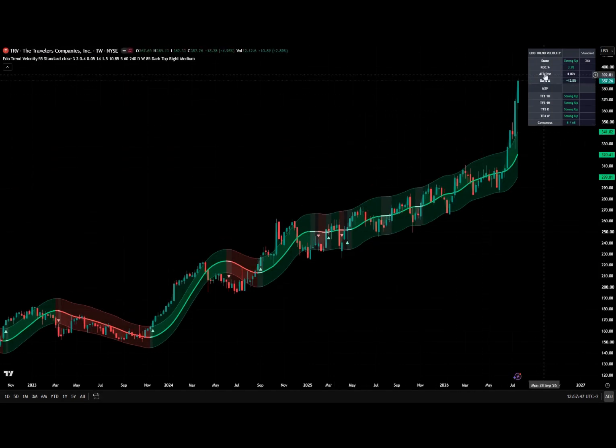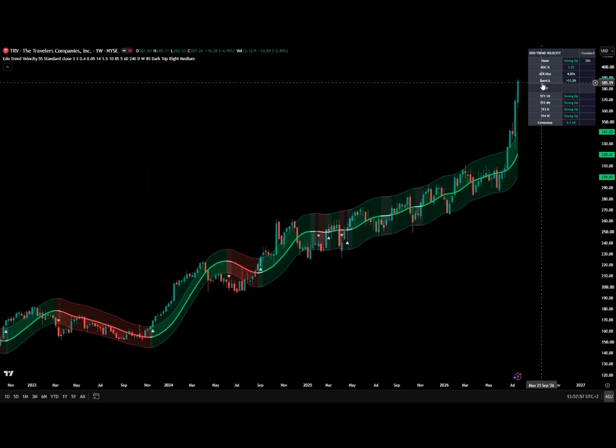The opposite extreme. Travelers Weekly reads 4.07 times the average range above the line. That is stretched by any standard, and the third reading confirms it. The band has widened by more than 13%. A widening band means the trend is accelerating. A narrowing one means it is losing force, even if the direction has not changed yet.